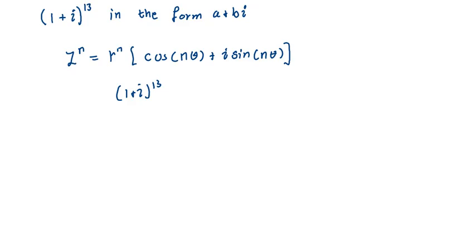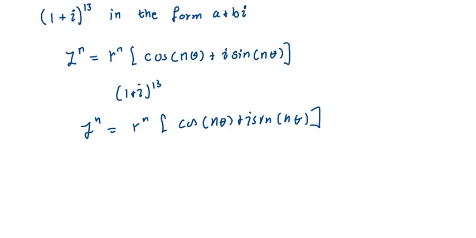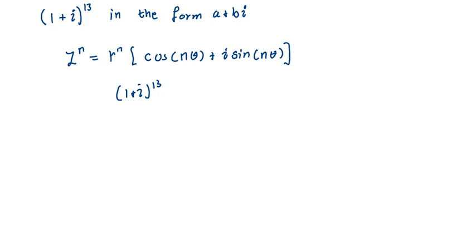Then all you have to remember is the fact that z^n = r^n (cos nθ + i sin nθ). So all you basically have to do is find your r and your theta, because you already have your n, which is 13.